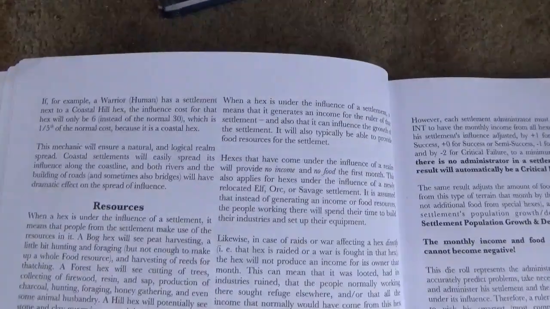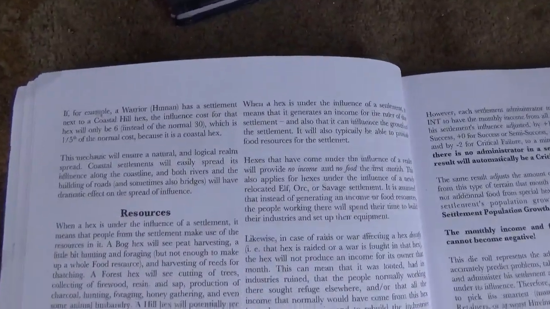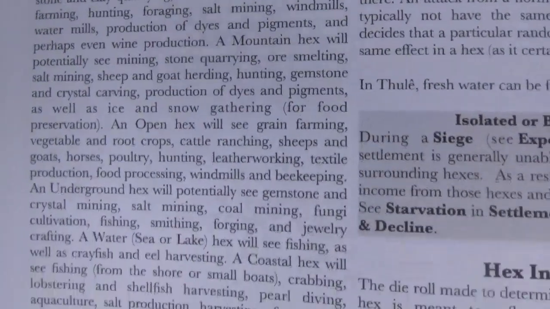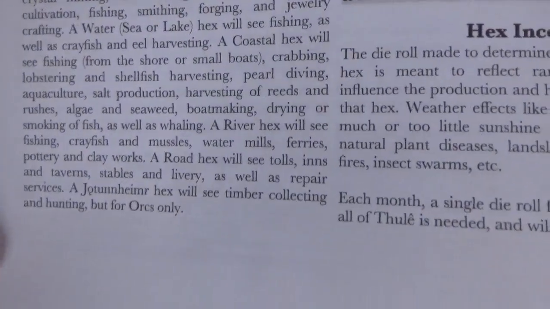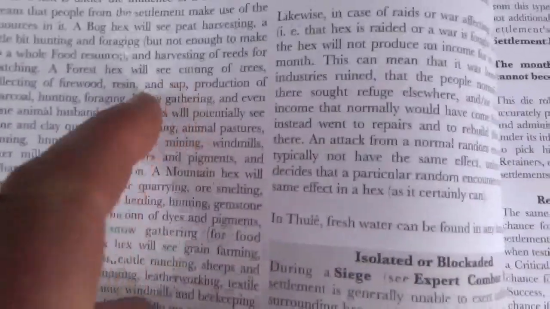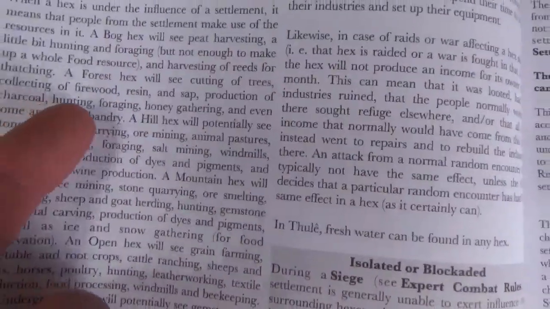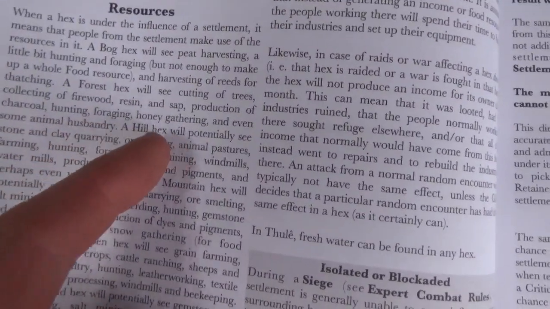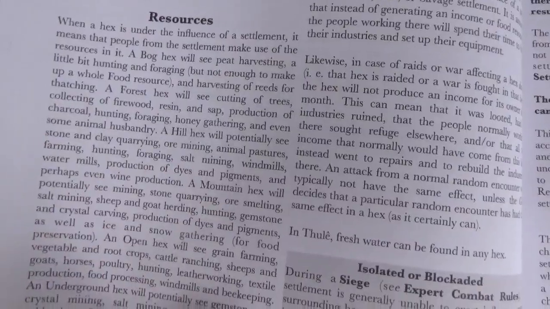The purpose of influencing hexes is of course because there are resources there, and here you have a long text listing the typical resources that you can find in different hexes. For example, a forest hex will see cutting of trees, collecting of firewood, resin, sap, production of charcoal, hunting, foraging, honey gathering, and even some animal husbandry.